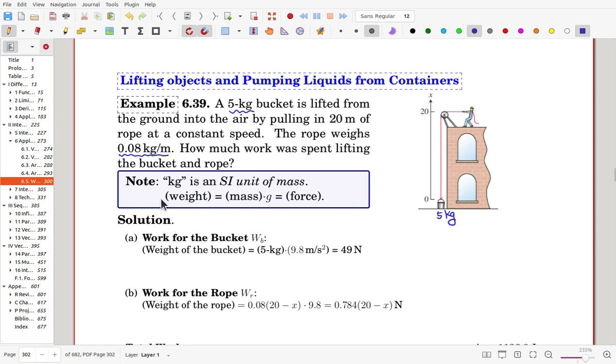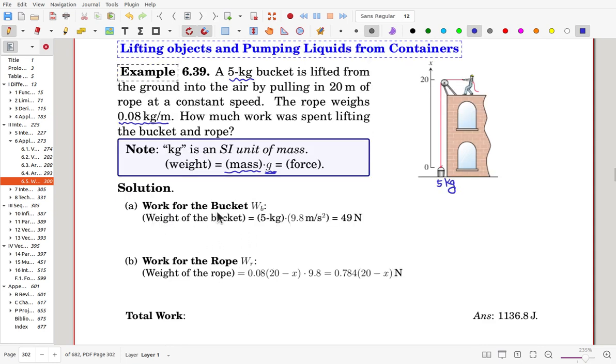Here we have to notice that kilogram is an SI unit of mass, so that if you want to get force, then you have to multiply gravity constant, mass times gravity constant, which is 9.8 meter per second squared. Okay. So that is now weight. Weight is a kind of a force. Now, so we have to get the work for the bucket and for the rope separately, and then we can add them.